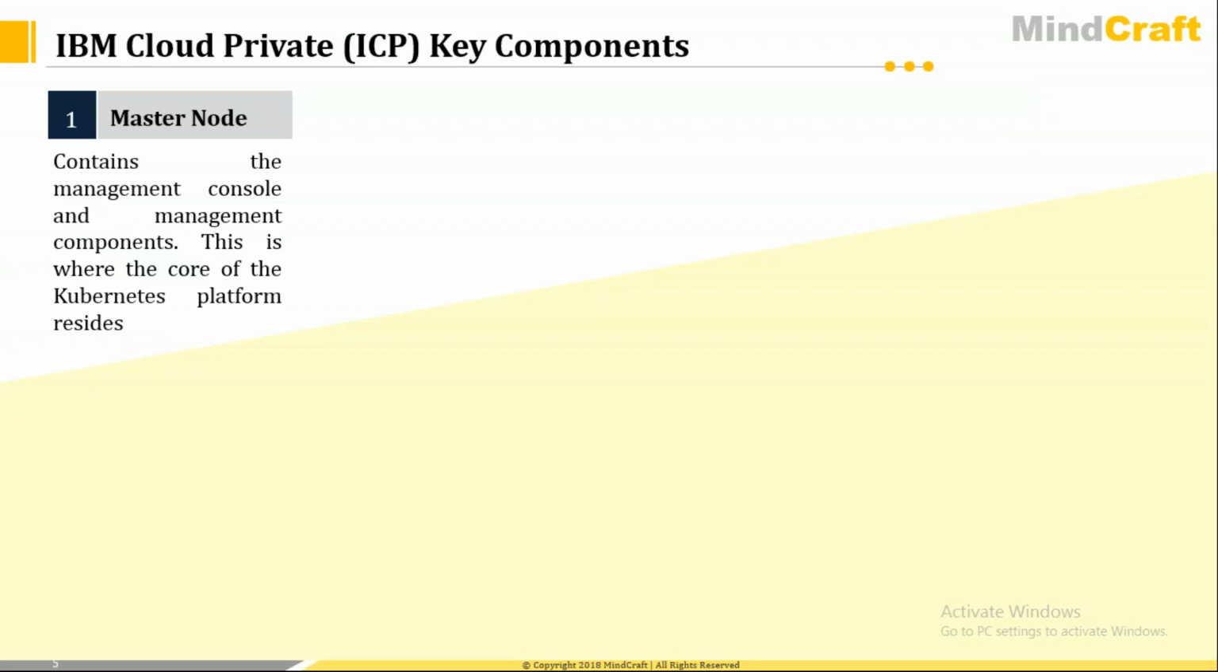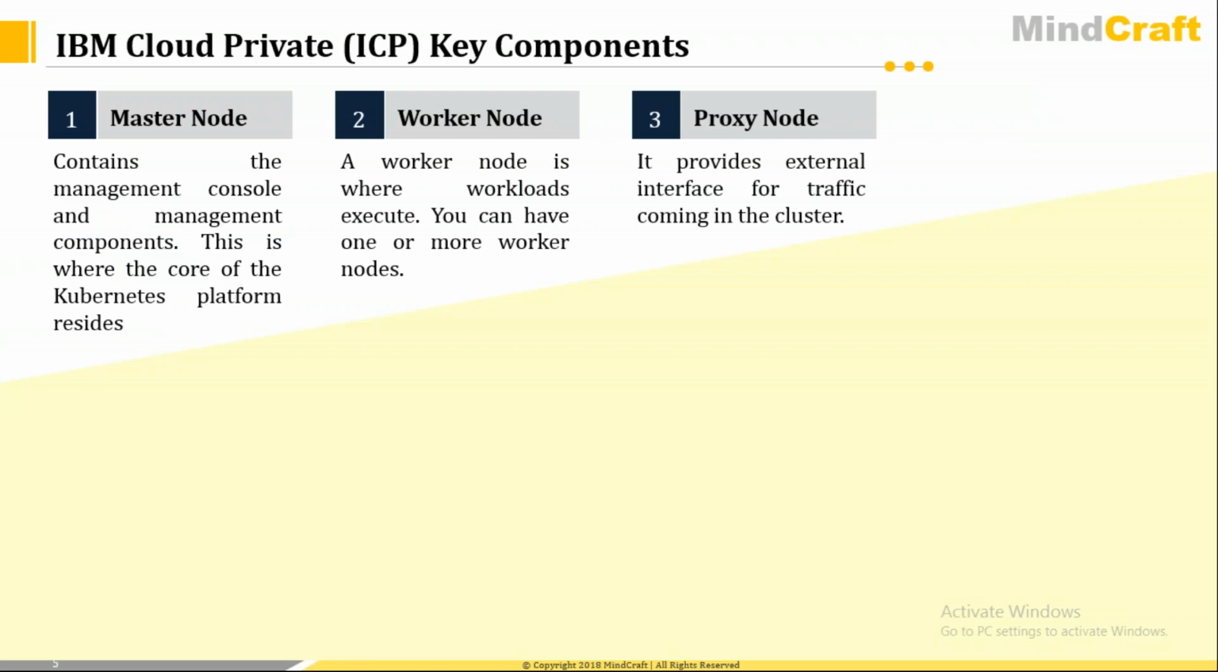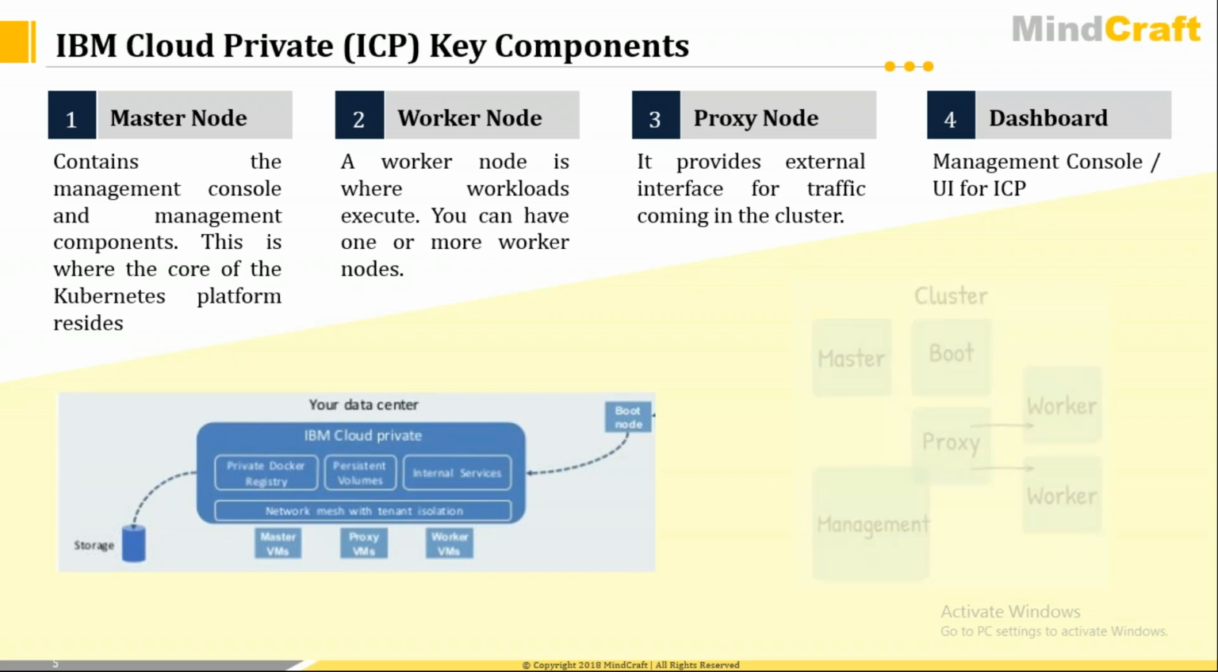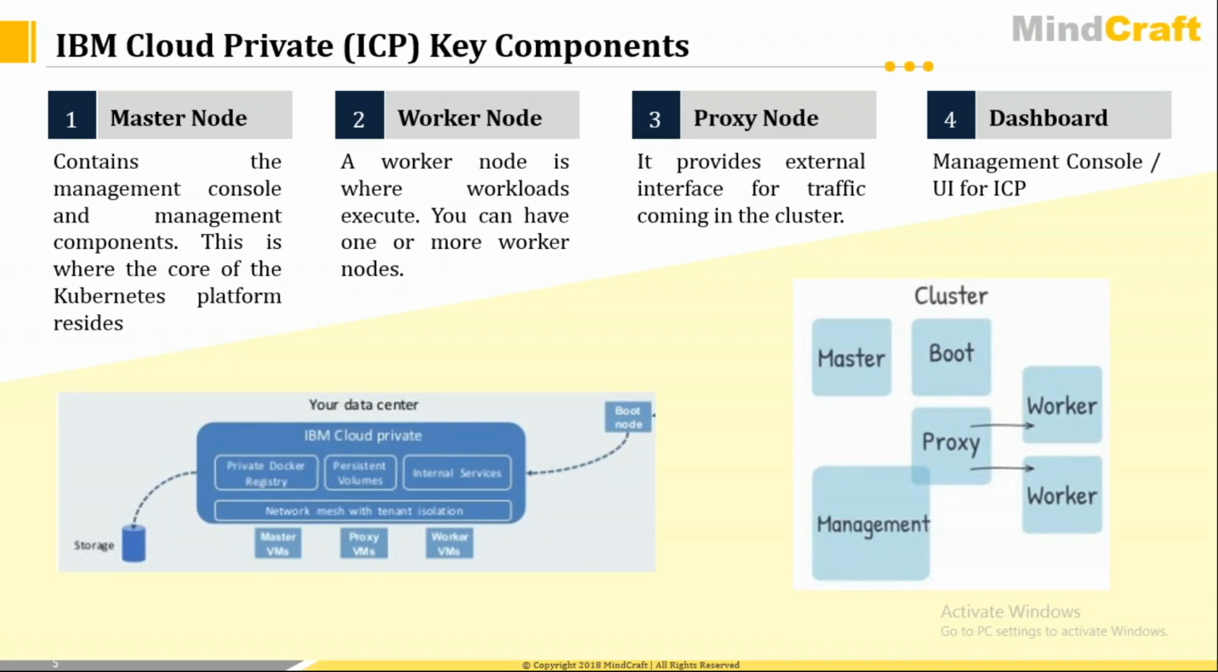ICP has some core components like master node, worker node, proxy node, a dashboard, and there's one more component called boot node. Boot node is a bootstrap node which is used for running installation, configuration, node scaling, and cluster updates.